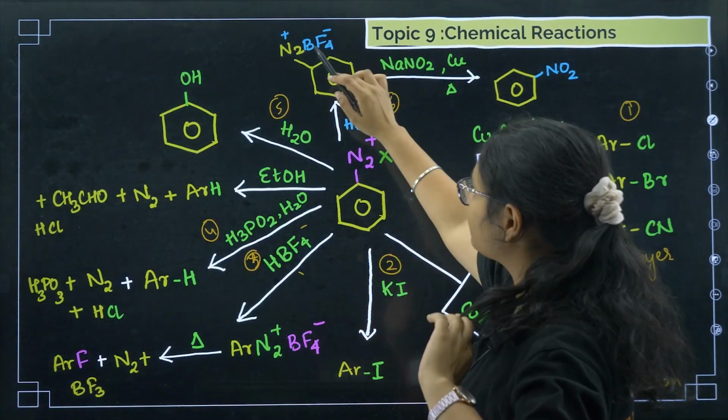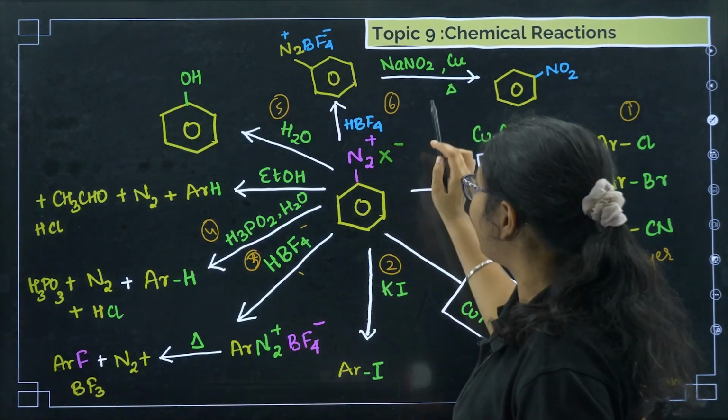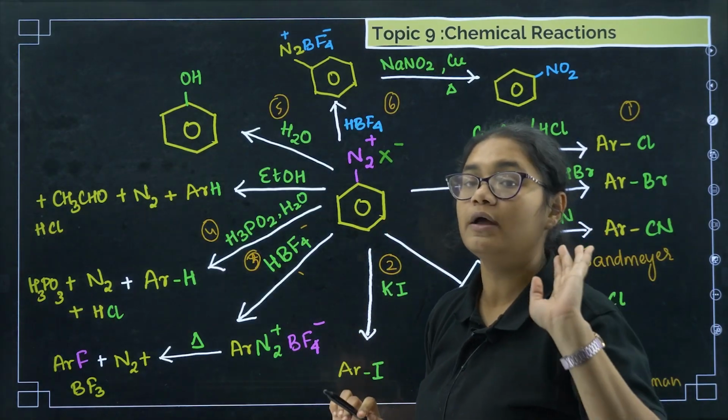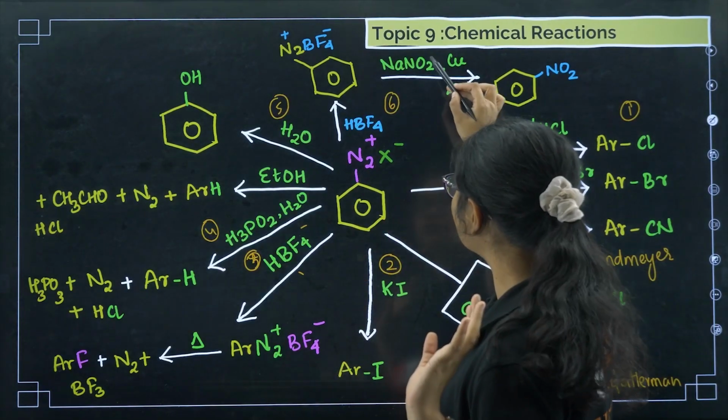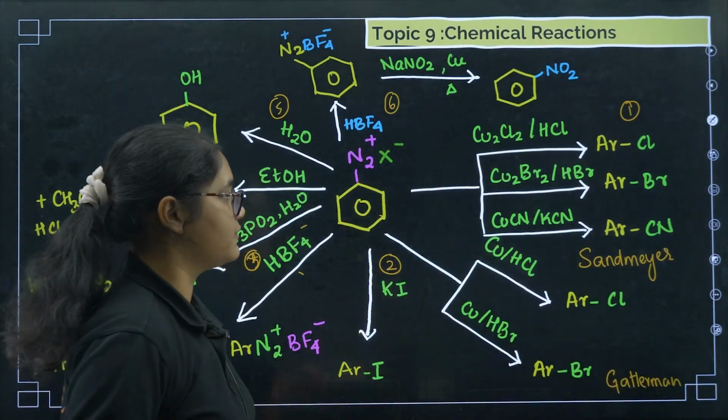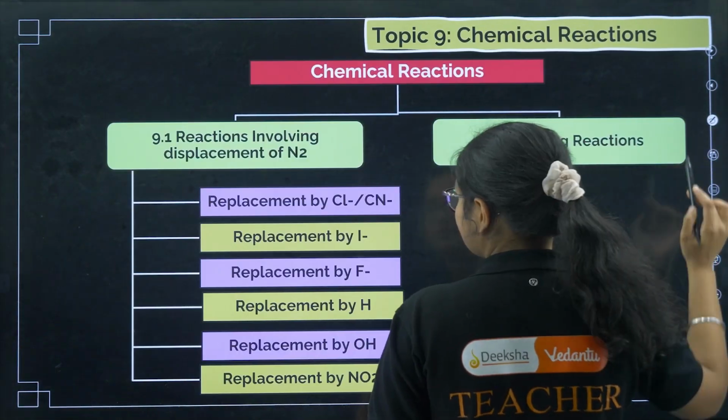So here, first you have to take the same step. After that, you have to remember NaNO2, Cu and heat will give you the NO2 group. You can remember because the NO2 group is here, the NO2 group is here, right? So I am very sure that you would have understood all these replacements. Let us do this quickly.